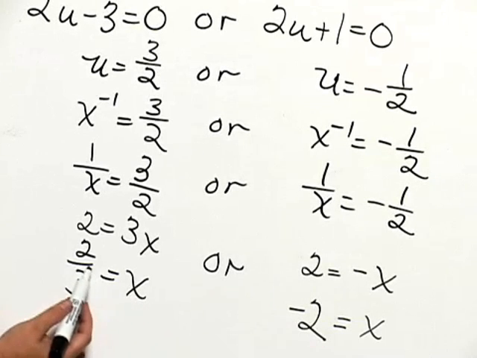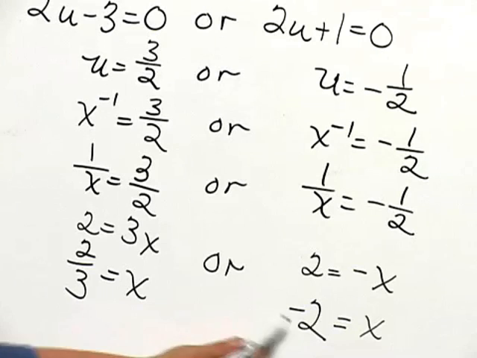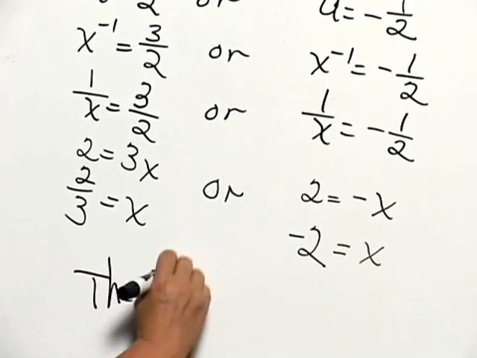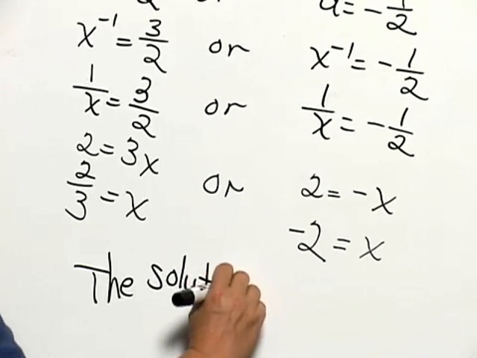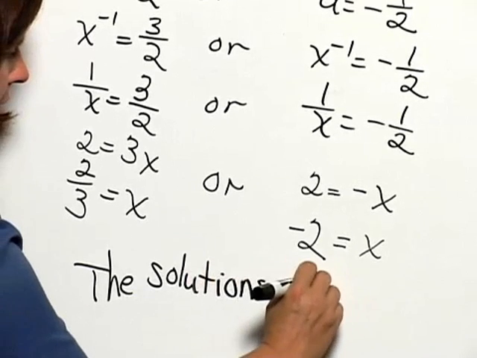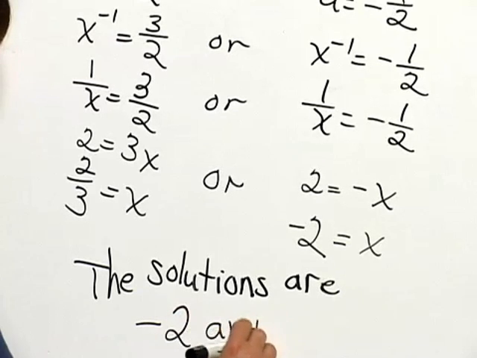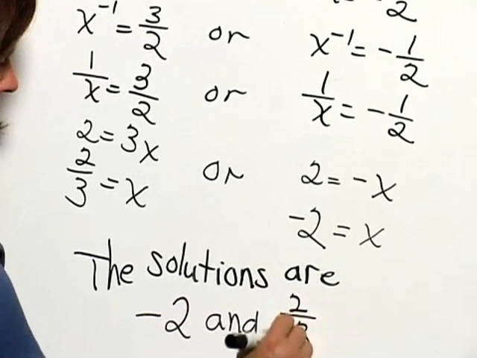If we would substitute 2/3 and negative 2 for x in the original equation, we'd find that they check. So we can state then that the solutions are negative 2 and 2/3.